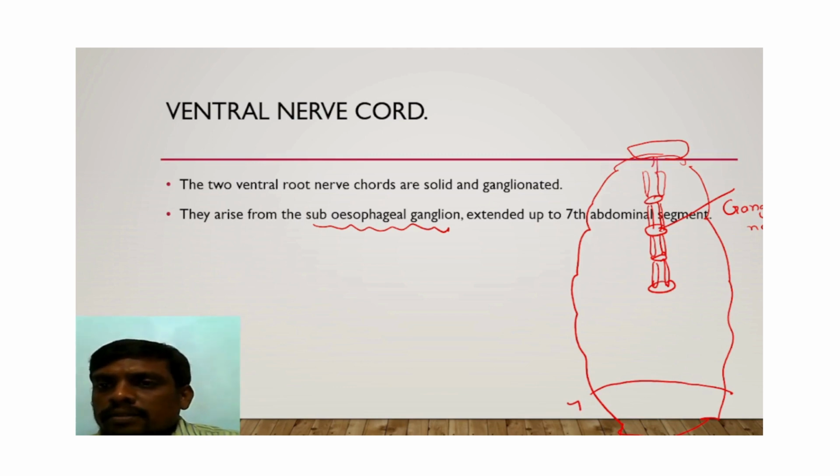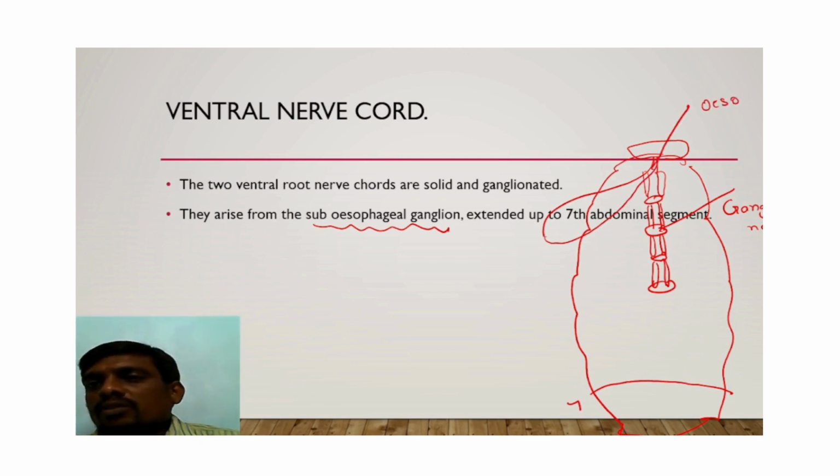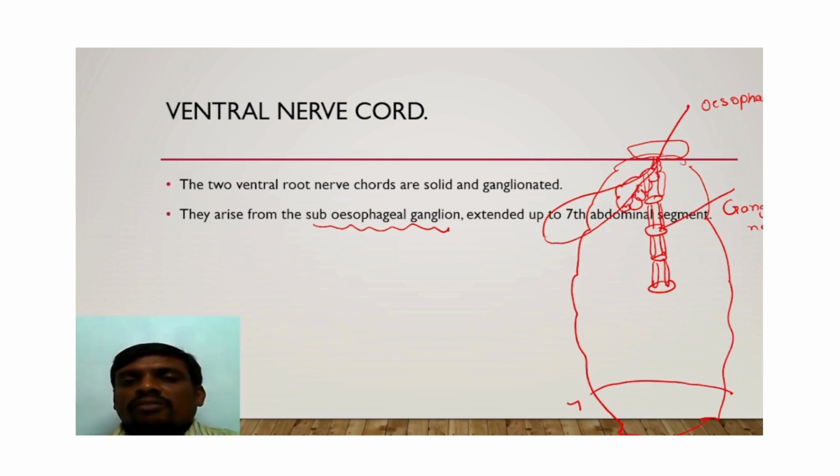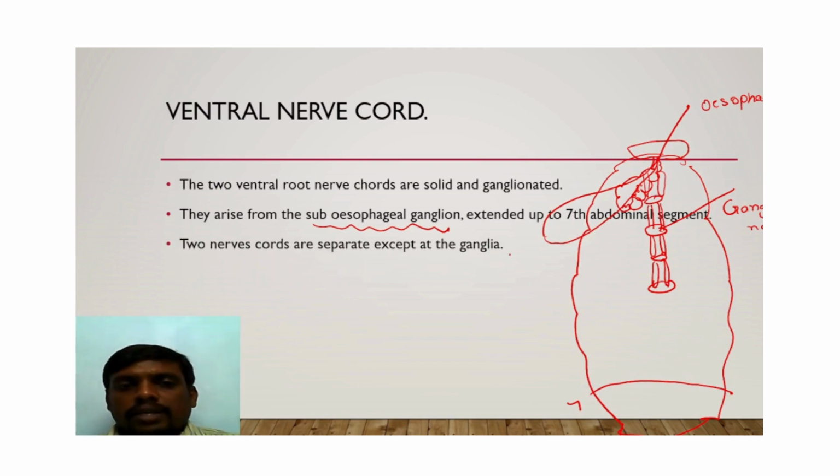Imagine this is the crop or foregut. This is the region where the esophagus is present. Below this esophagus, the subesophageal ganglion is present, from where the ventral nerve cord generally arises and extends up to the 7th abdominal segment. The two nerve cords are separated except at the ganglionated region.